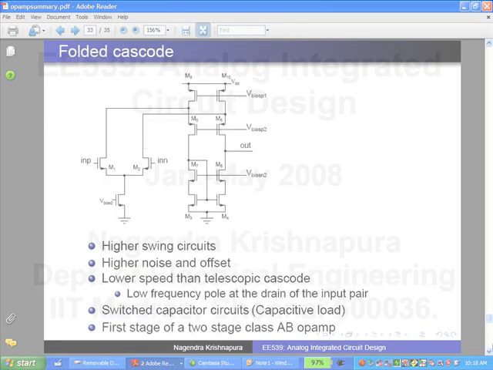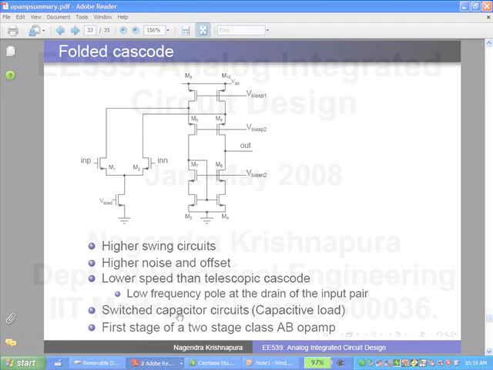Next is the folded cascode. This gives you a higher swing, but it also gives you a higher noise and offset because of these current sources. Okay. And also, to a first order, the expressions look the same, but the parasitic capacitance at these nodes is a lot higher. Okay. So it tends to give you lower speed than a telescopic cascode in a given technology. The fastest telescopic cascode op-amp you can design will be faster than the fastest folded cascode op-amp you can design.